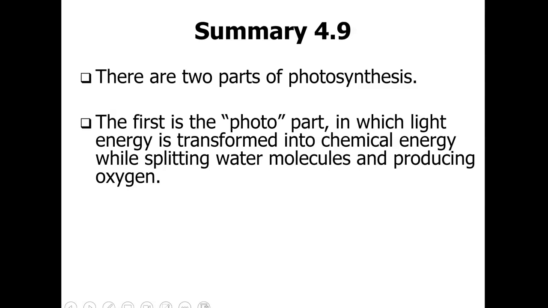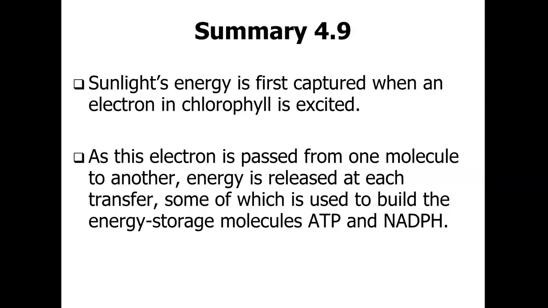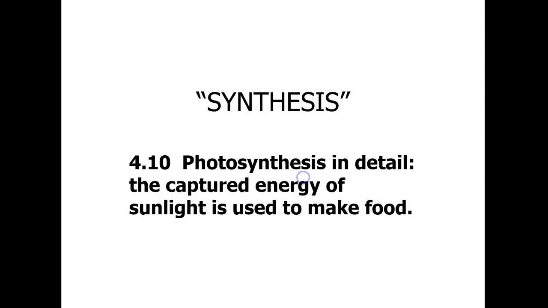So in summary, there's going to be 2 parts of photosynthesis. The first is the photo part, in which light energy is transferred into chemical energy while splitting water molecules and producing oxygen. Sunlight's energy is first captured when the electrons in chlorophyll are excited. As the electron is passed from one molecule to another, energy is going to be released at each transfer, some of which is going to be used to build the energy storage molecules ATP and NADPH.